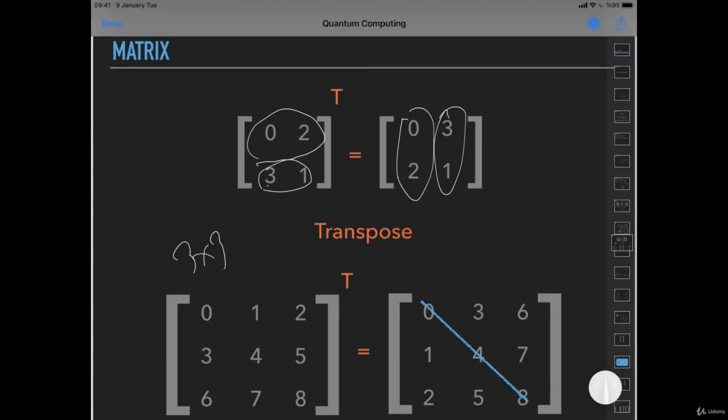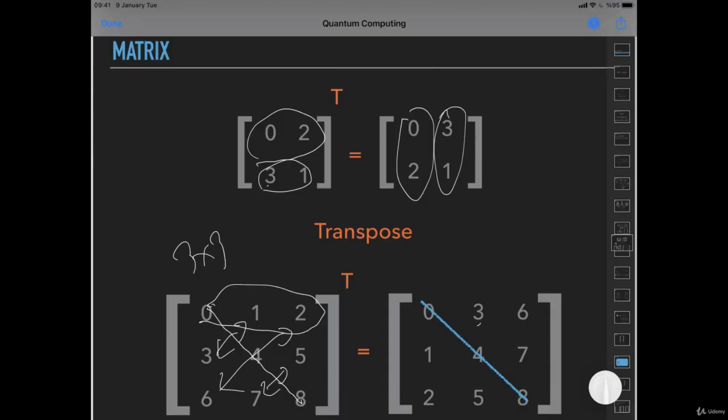It goes the same way if you do it with the 3 by 3. And the trick over here is that if you draw a diagonal, like a line over here, then you're going to have to switch these things. Switch these things and switch these two numbers over there. Then you're going to have the transpose of that matrix. So more often than not, we're going to need this.